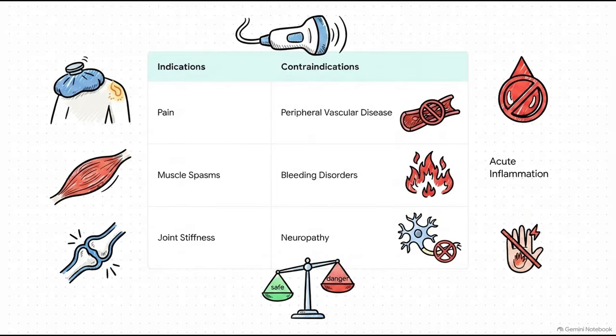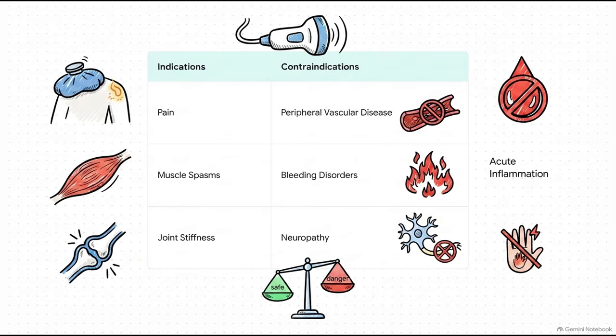But, as with any really powerful tool, there are serious risks. We constantly have to contrast the clinical reasons for prescribing this against the contraindications where thermal energy would be downright dangerous. We know we use ultrasound for pain, muscle spasms, and joint stiffness. But look at the contraindications. You absolutely cannot use this on patients with peripheral vascular disease, bleeding disorders, acute inflammation, or neuropathy.